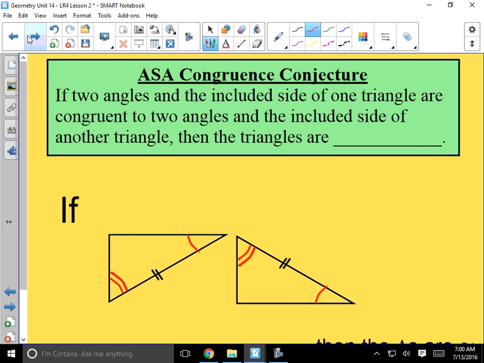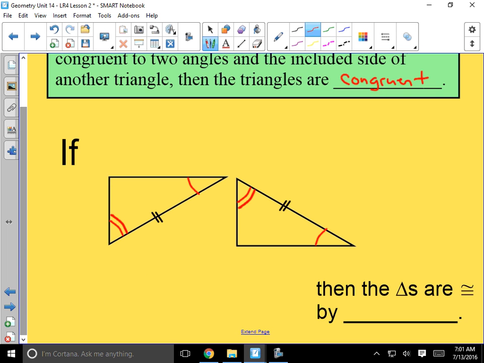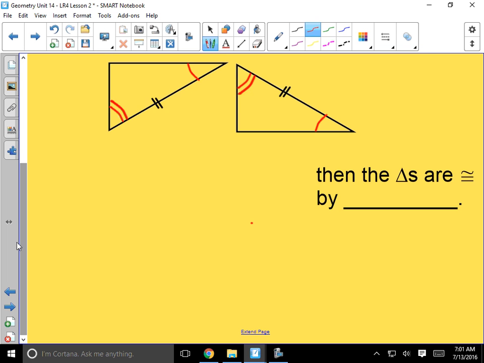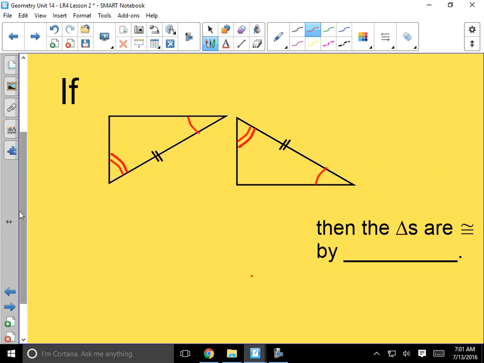So now, angle-side-angle congruence conjecture. If two angles and the included side of one triangle are congruent to the two angles and included side of the other triangle, then the triangles are congruent. Okay, and why does this work? So let's look at our triangles that we have here. When we look at these triangles, we've locked in the angles. So what we know is those angles are locked in. This side length in the middle is locked in.